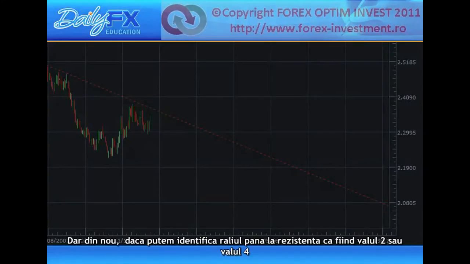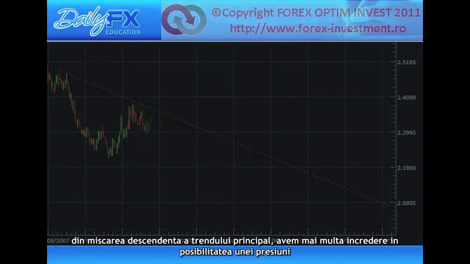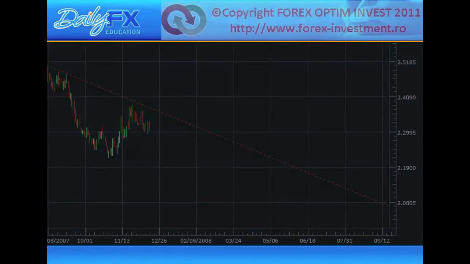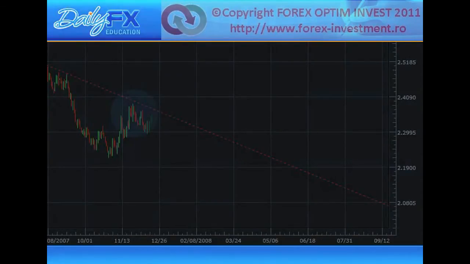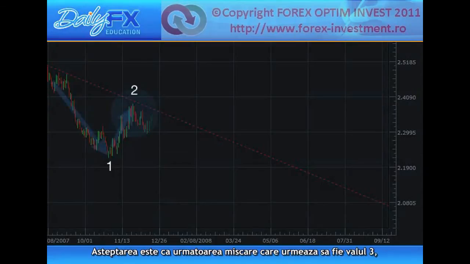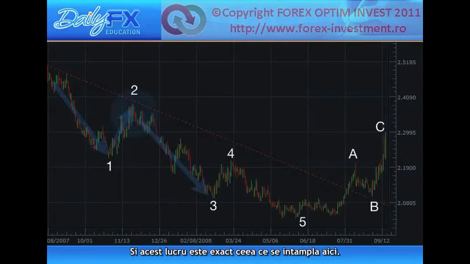But once again, if we can identify the rally up to resistance as wave 2 or wave 4 and the trend move down, we now have increased confidence in the possibility of more selling pressure and another move down. Although wave 1 is often difficult to recognize until after the fact, with this trade we can actually see quite clearly that wave 1 and wave 2 have formed. The expectation is for the next move to be wave 3, which should be in the direction of the prevailing trend, and that's exactly how things play out here.